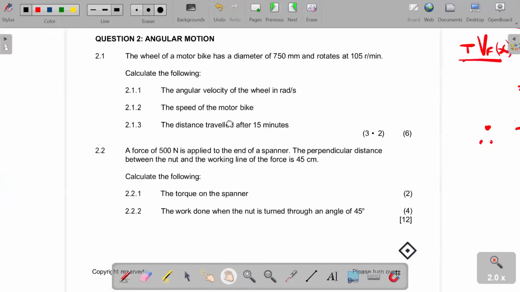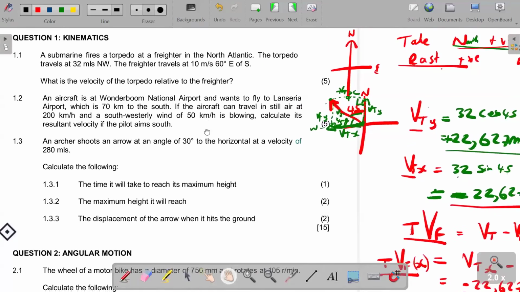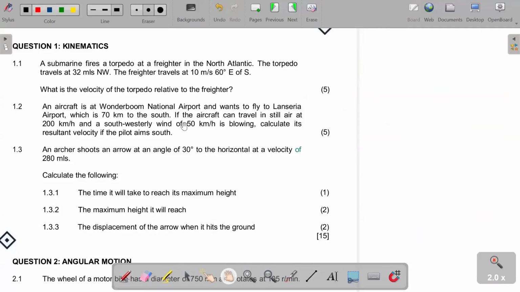The next question, number 1.2, is saying an aircraft is at Vanderboom International Airport and wants to fly to Lanseria Airport, which is 70 kilometers to the south. If the aircraft can travel in still air at 200 kilometers per hour and a southwesterly wind of 50 kilometers per hour is blowing, calculate its resultant velocity if the pilot aims south. I'm going to do it again with the two possible methods that we can still use.